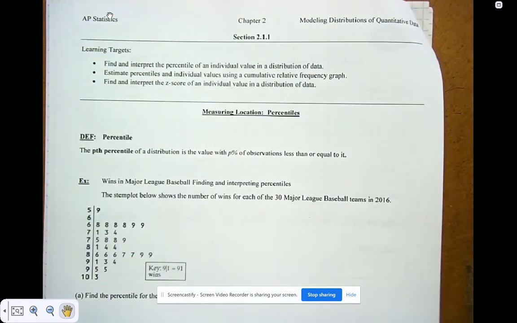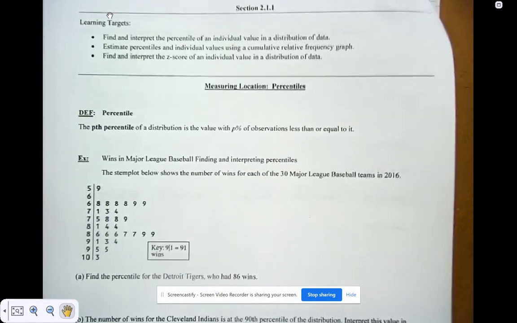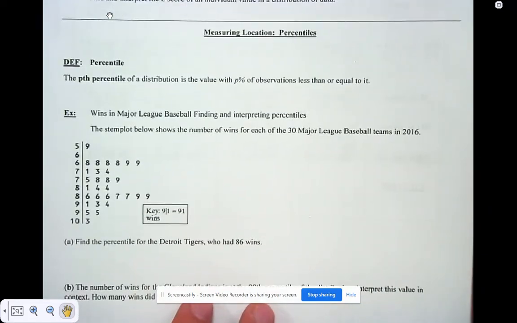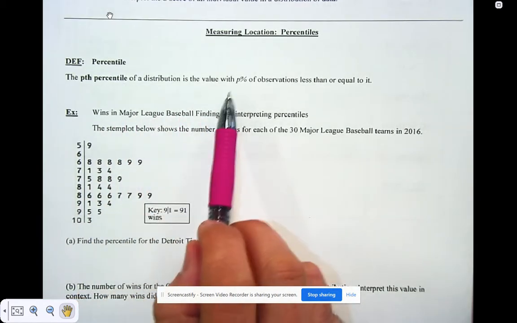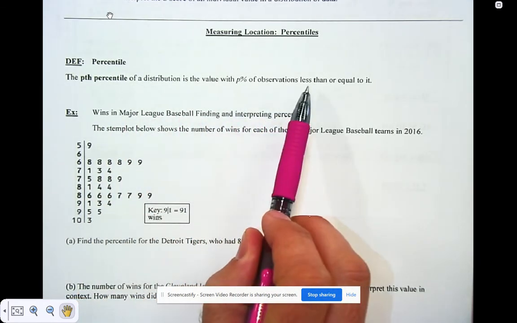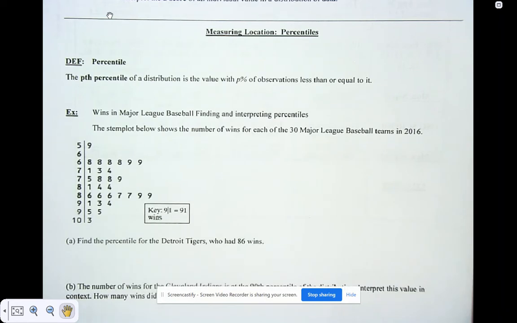So what we're going to do is use some graphs that we learned about in chapter one. We're going to talk about percentiles. You guys have probably heard this if you've taken the SAT or the ACT. They always report back your percentile. What a percentile is, it's real simple. It just points out the percentage of observations that are less than or equal to it. So if you were in the 95th percentile on your math SAT score, that means that of the people who took that test, 95% of them scored the same or less than you.